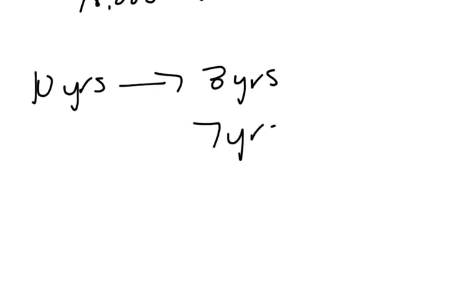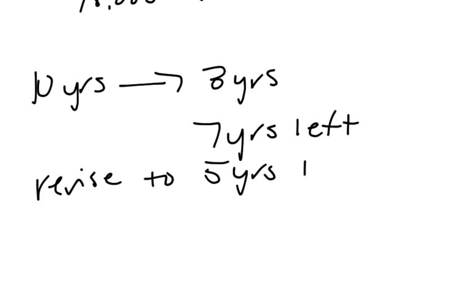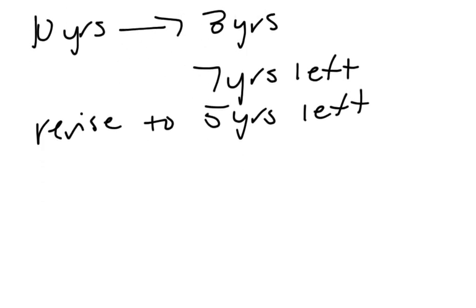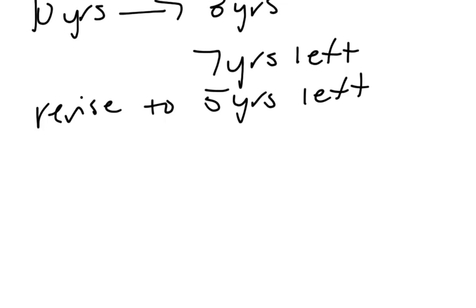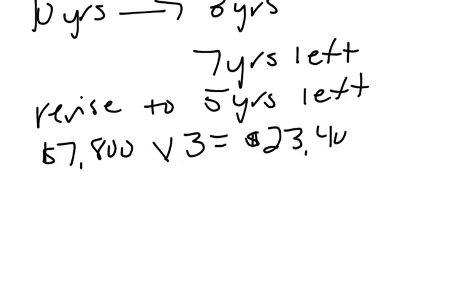We should have 7 years left. But what I'm saying is, we want to revise that to having only 5 years left. Okay? Well, if we're only going to have 5 years left, I can't depreciate as much as I had. So, with our example, our annual depreciation was that $7,800 per year. And it's been 3 years. So after 3 years, I've depreciated a total of $23,400.